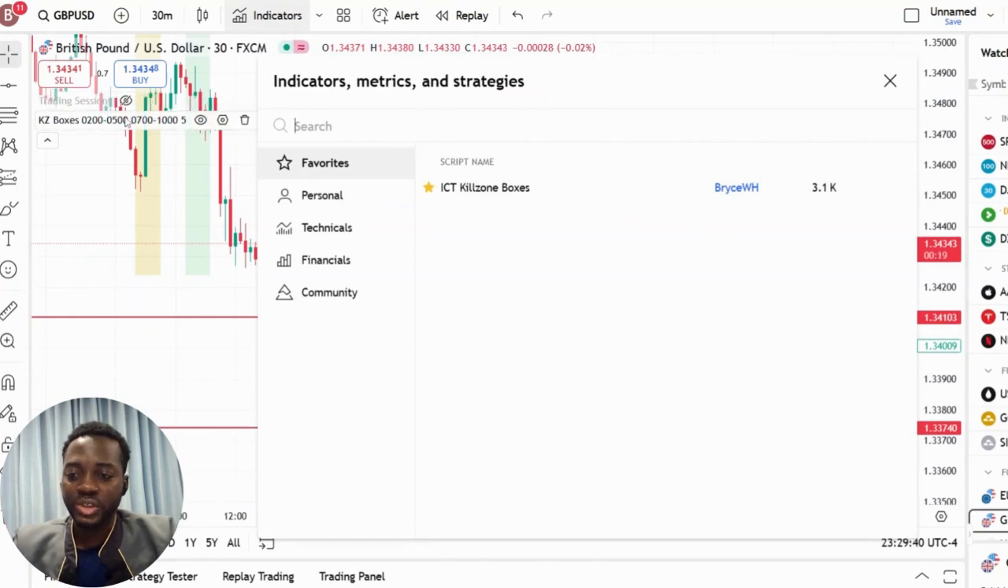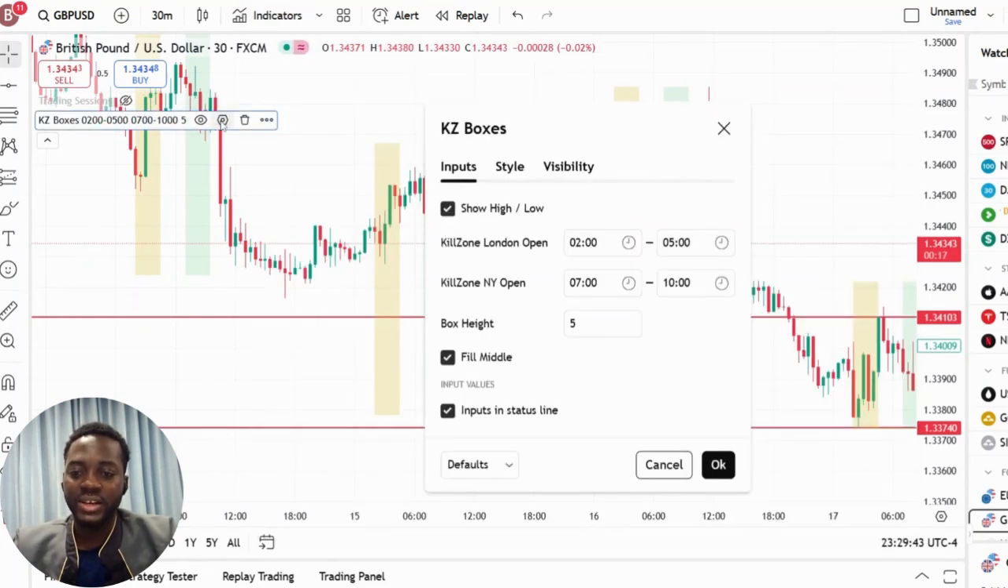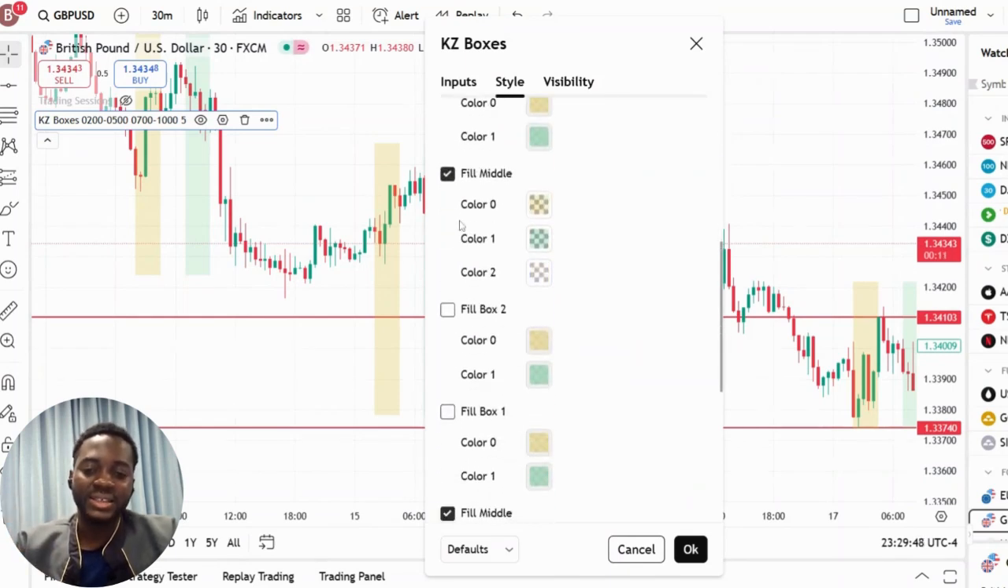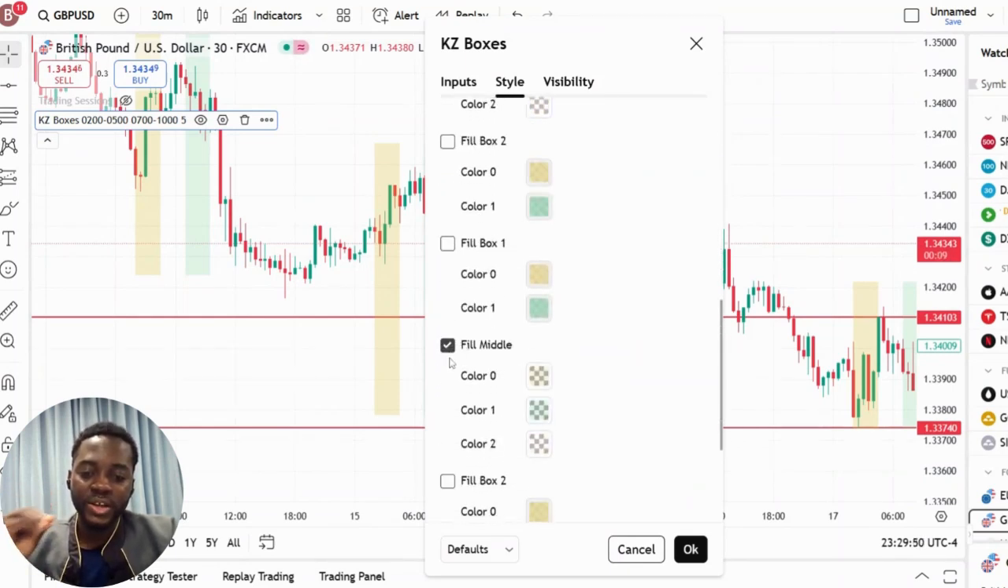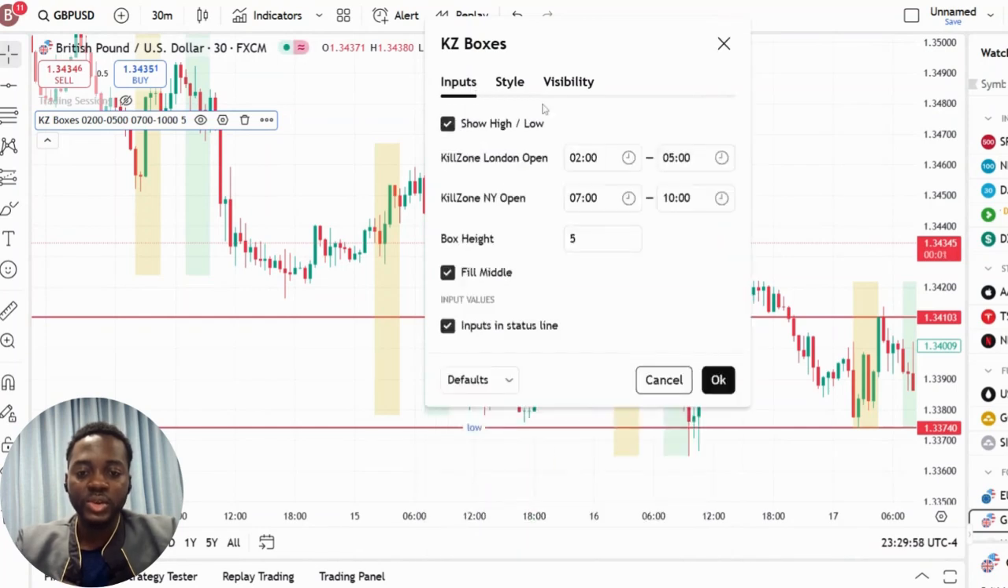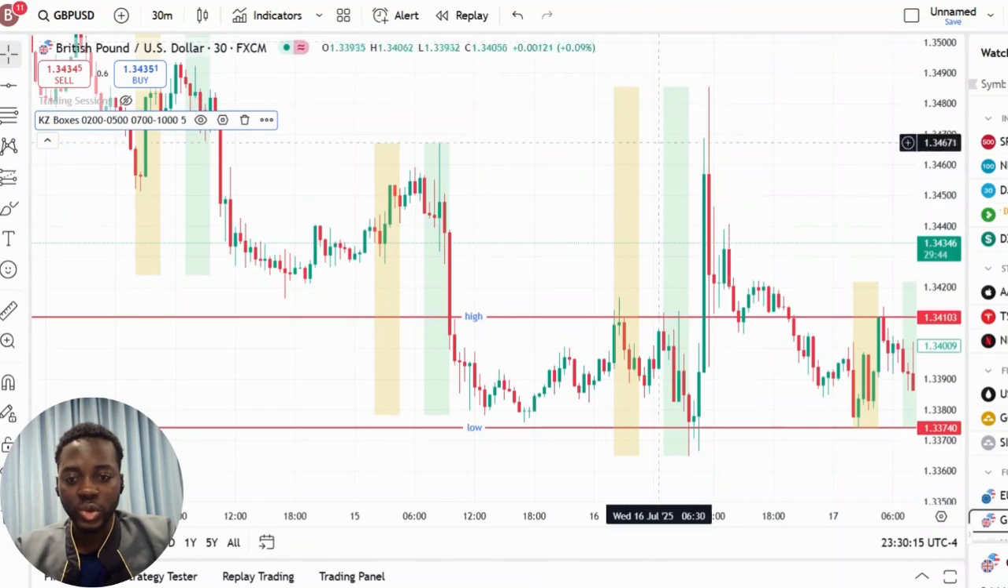You set it up just like how I have done here. You go to style, you uncheck everything except fill middle, and the labels. You keep that. The last two, you keep, but you uncheck the fill labels. You come to your input. We're using just the London and the New York session. The London session opens at 2, so you put 2 a.m. You can put 1 also. And then for the New York session, 7. The closing time, you let it be, and you're good to go.